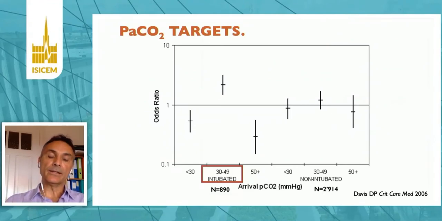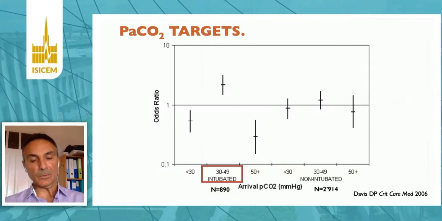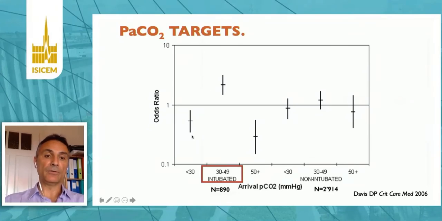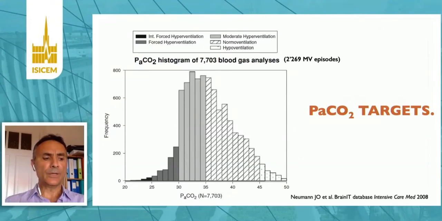Associations show that if you stay in between 30 and 49 in intubated patients with traumatic brain injury, you actually have an odds ratio in favor of a good outcome. So if you are lower or higher, there is an odds ratio which is unfavorable in terms of good outcomes. So staying in between 30 and 49 looks quite okay. And again, when you look at practices, we mostly use, depending on whether there is a problem with ICP or not, a PCO2 which is around 35, in between 30 and 40.